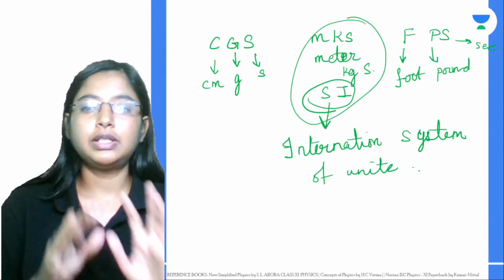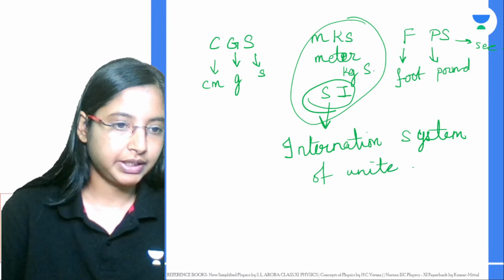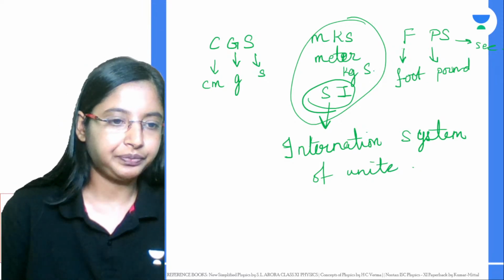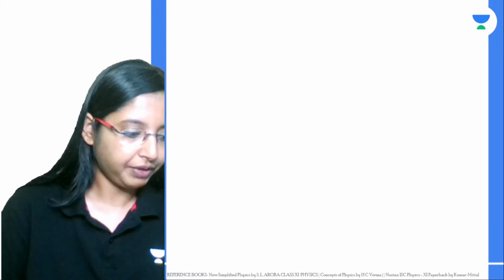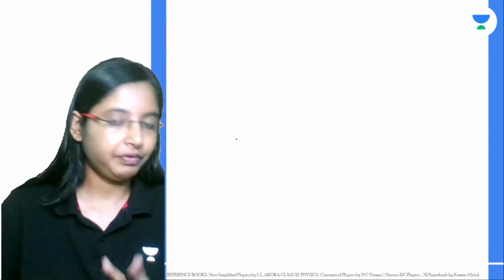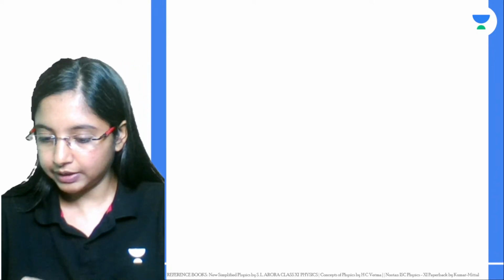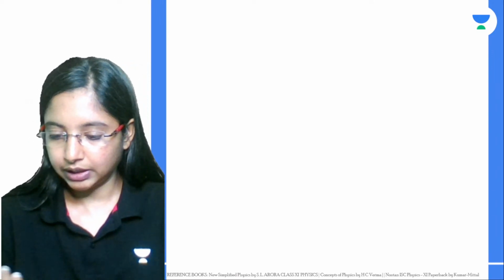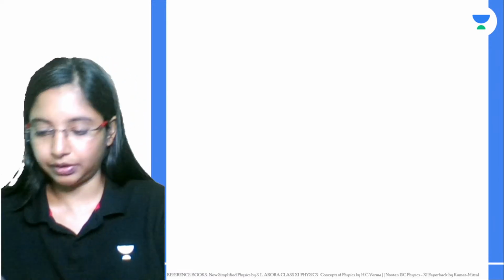This SI system of units is based on seven fundamental quantities. Anybody know what the seven fundamental quantities are? Those are the basic quantities using which you can derive all other quantities.